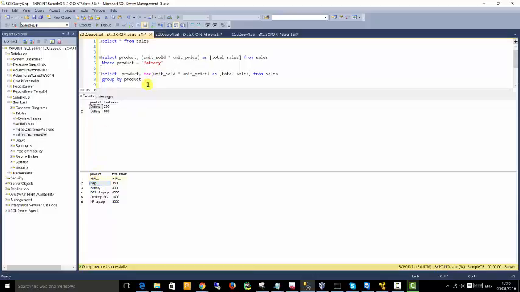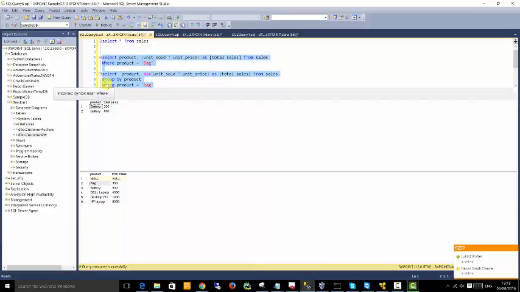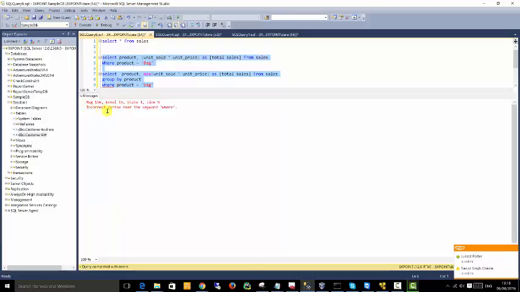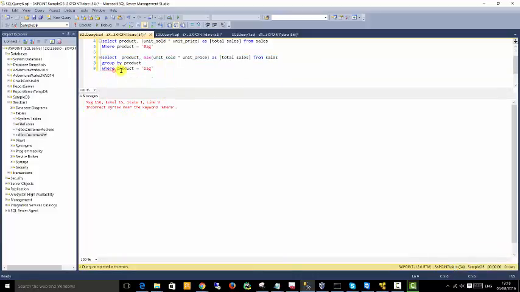Okay, so if I said where product equals bag, and let's change this to bag. Let's see if this will work. You can see already it's complaining. See, incorrect syntax near the keyword where, and that's because where does not work anytime we introduce group by. So what works is having.